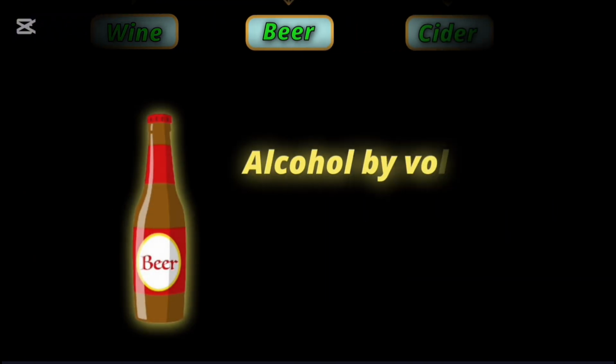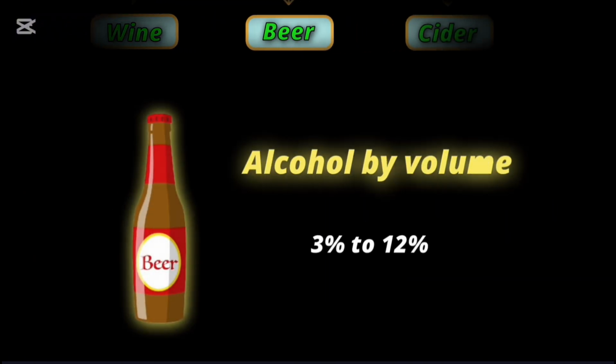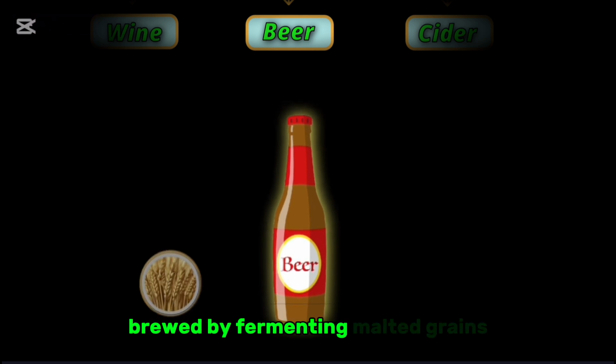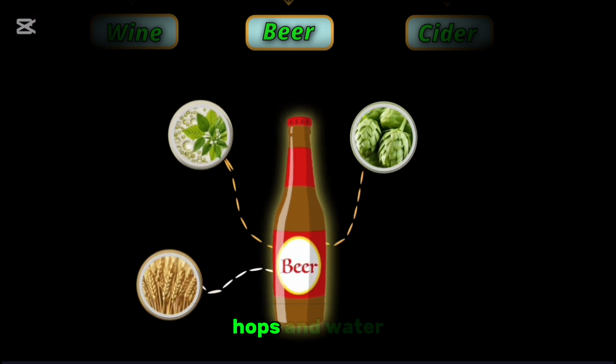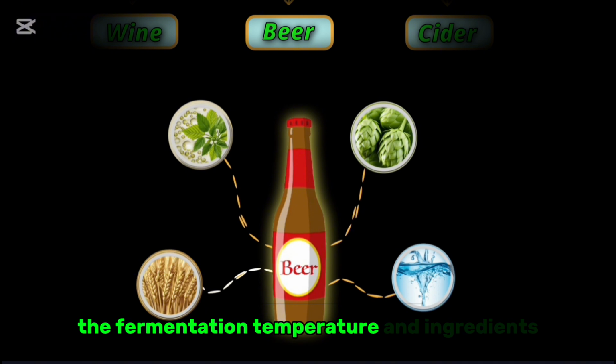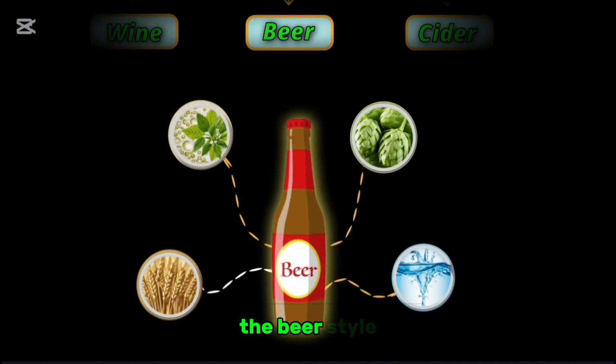Next is beer. Alcohol by volume is 3% to 12%, brewed by fermenting malted grains with yeast, hops, and water. The fermentation temperature and ingredients determine the beer style. The two main types of beer are ales and lagers.